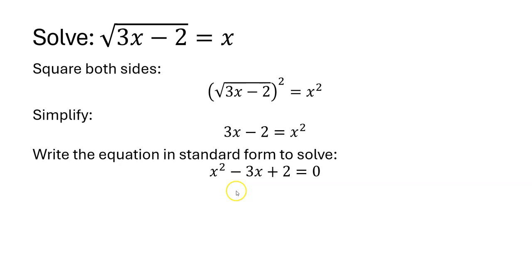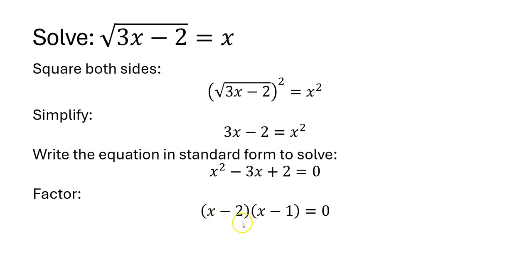I'm going to subtract 3x and add 2 to both sides to give us the equation in standard form, x squared minus 3x plus 2 equals 0. Now I can use any of our ways of solving a quadratic equation. I could factor, I could complete the square, I could use the quadratic formula. The easiest way here is to factor.